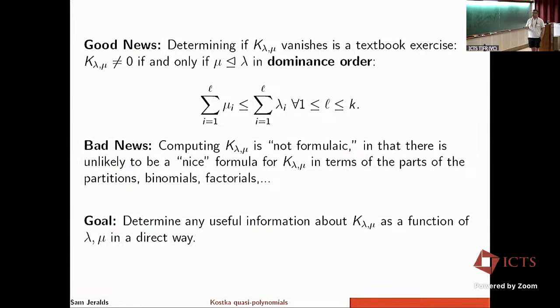But what our goal is, or one possible goal, is what kind of information can you get at all about these Kostka numbers as functions of lambda and mu in a direct way, right? If you move around the space of partitions, this function tends to behave kind of wildly and chaotically. It's very hard to predict what's going to happen as a function in lambda and mu. So the goal is, can you say anything about moving around these lambdas and mu's and what this Kostka number will look like as a function of those? This is a very old and early goal.